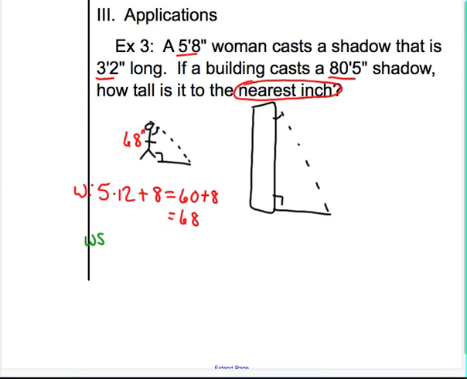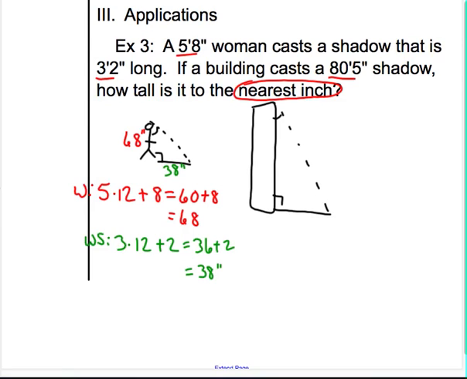The woman's shadow is 3 feet, so to convert that to inches, I'll multiply by 12, plus that extra 2 inches. 3 times 12 is 36. Plus the extra 2 inches gives me a 38-inch shadow. So I'll label her shadow.